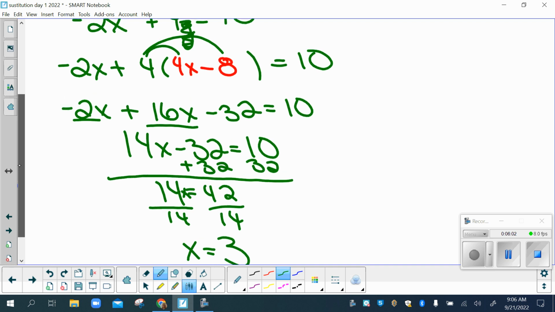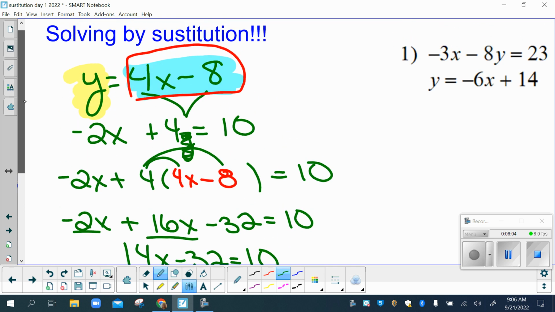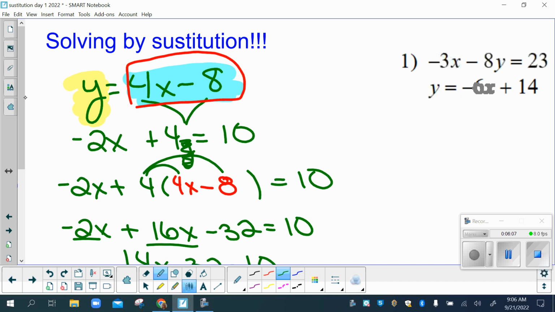We got to figure out what y is. And you know what we do? We just come back up here and put the 3 in. Super easy. 12 minus 8 is 4. The math is a little harder on substitution in the beginning, but the plugging in, super easy on these ones, right? Down a little bit. Yes, absolutely.